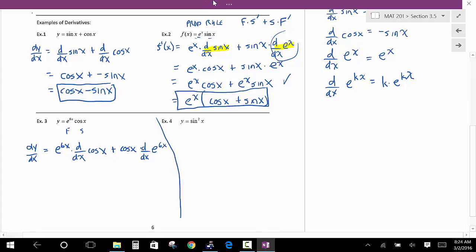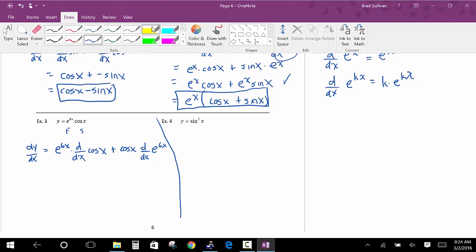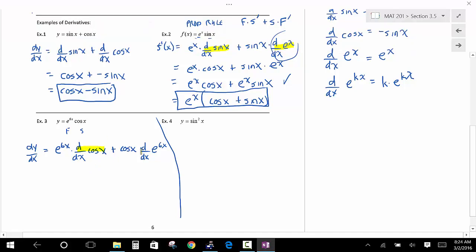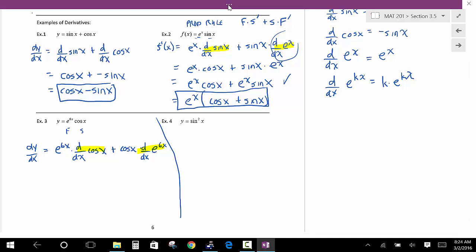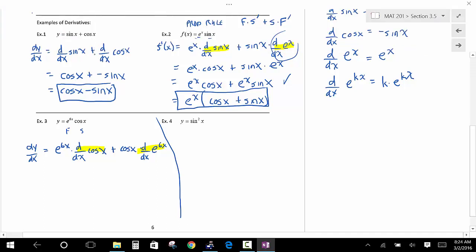Okay, so what we need to do is focus on two of those derivatives, and after we do that, we just need to see if there's any algebra I can do that'll clean this up a little bit. Okay, so that's going to be e to the 6x. What's the derivative of the cosine? Okay, negative sine x. Then bring down the cosine. What's the derivative of e to the 6x? 6e to the 6x. Good. Okay, like that. So just applying all those rules like that.